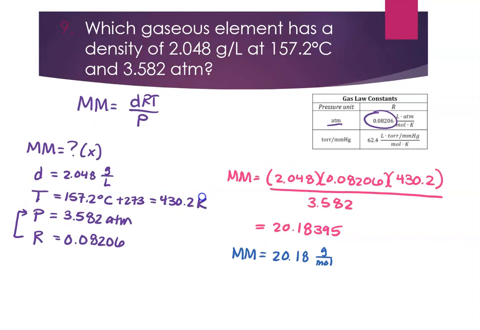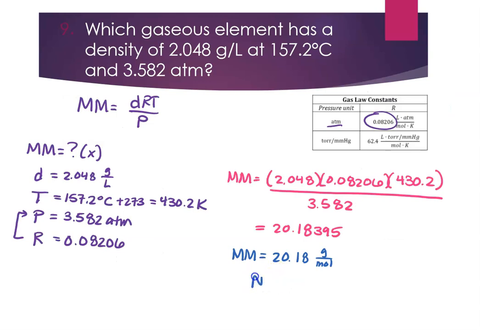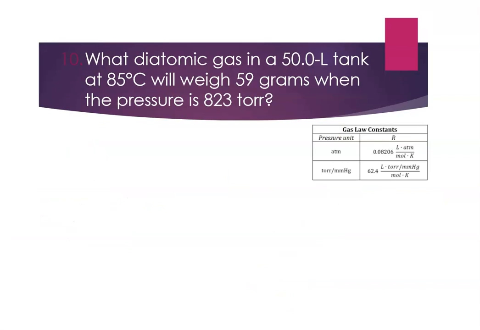And then as for which element is this? So if we look at our periodic table and we look for 20.18, we find that the only element that has a molar mass of 20.18 is neon. So that means that my element here will be neon. All right, and let's do one more.